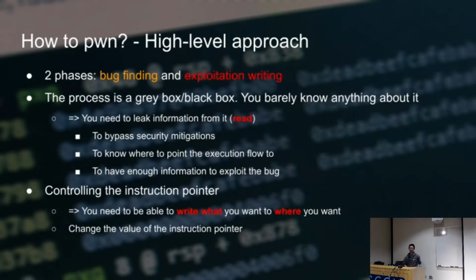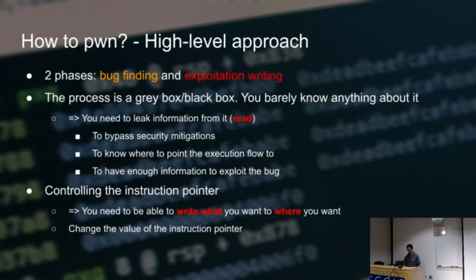And the second part of it is you actually go in and write the exploit and control the instruction pointer. So in this step, you will need to write the data that you want to where you want. Basically, the instruction pointer is going to be somewhere in the memory. And you will need to somehow achieve the write ability in order to corrupt that instruction pointer in order to gain control over it.